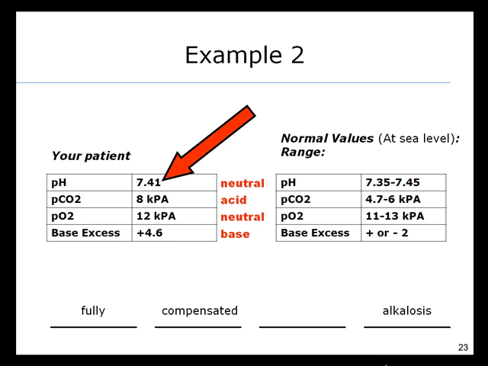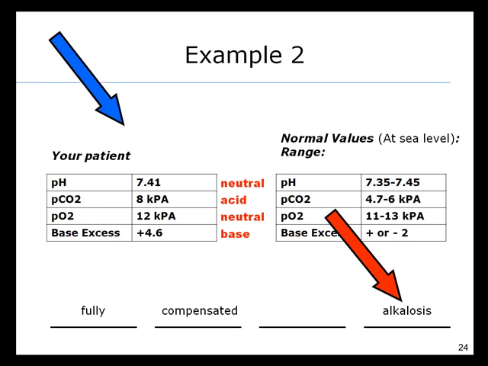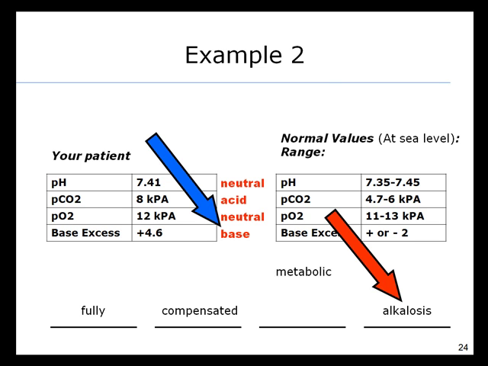The final question is whether or not this is a respiratory effect or a metabolic effect. That is, by metabolic effects by the kidney, the GI tract, or the liver. Here we look to see what is going to match alkalosis. And we see that it's the base excess that matches the alkalosis. Therefore, this is a metabolic effect. So here we see we've got fully compensated metabolic alkalosis, and that's the final answer for this example.